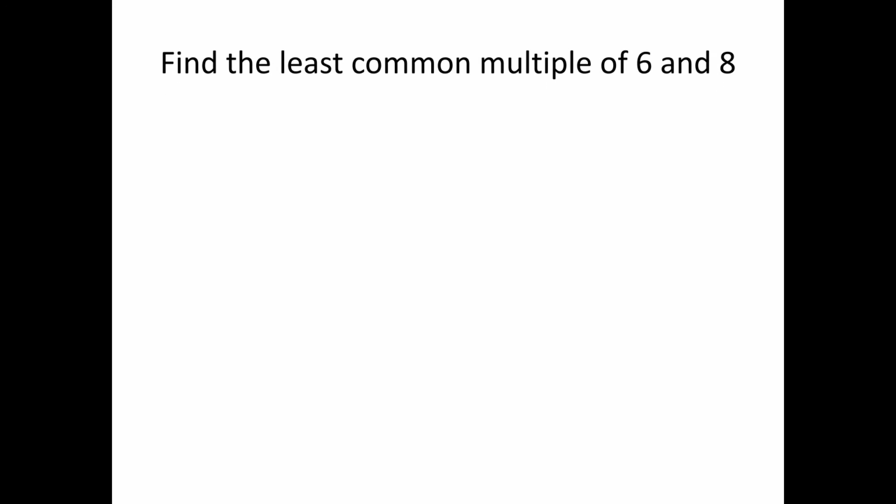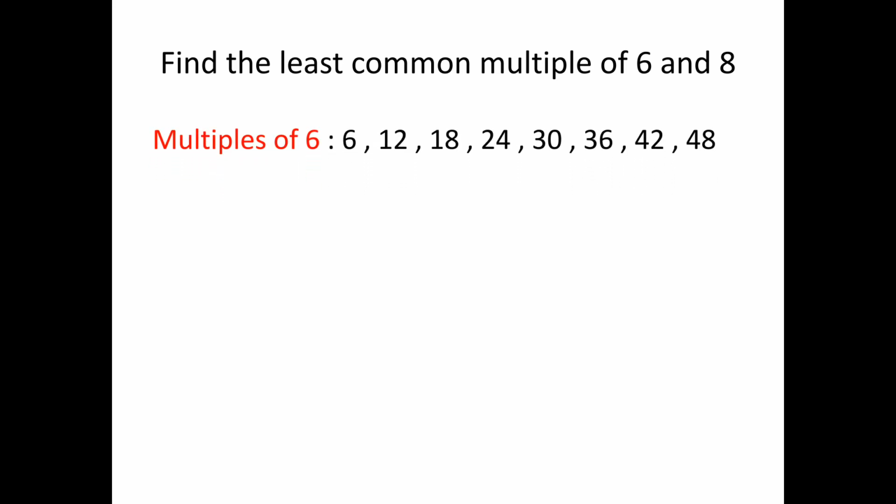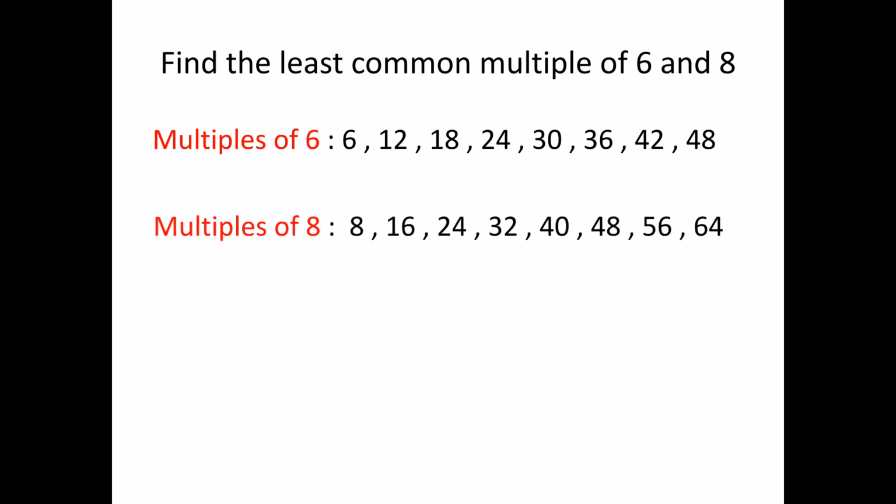Now let's learn together how to get the least common multiple of any 2 numbers. You will do the same steps. Get the multiples of the first number, the multiples of the second number, all common multiples, and at the end you will choose the least or the smallest common multiple. How do we get the multiples of 6? Multiply 6 by 1, by 2, by 3, and write your answers. So these are the multiples of 6. Do the same with the 8. 8 times 1, 8 times 2, 8 times 3, and so on, till you reach the 64.